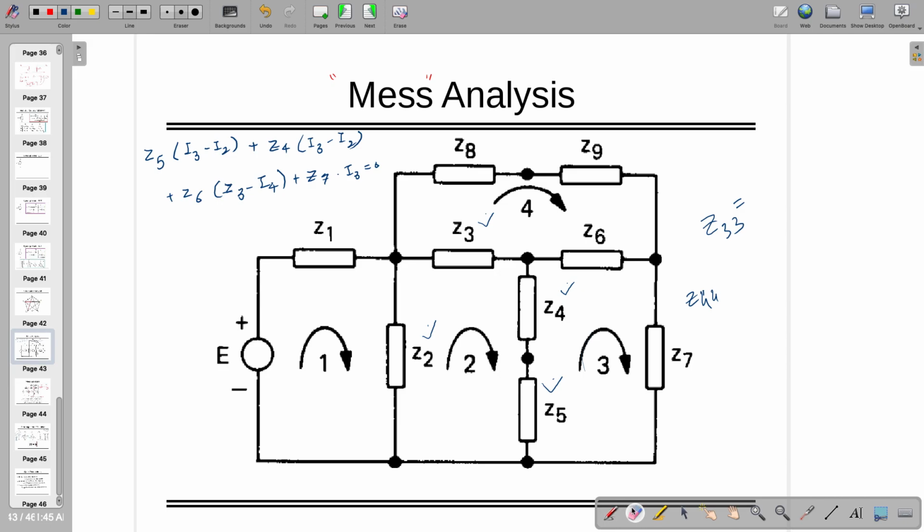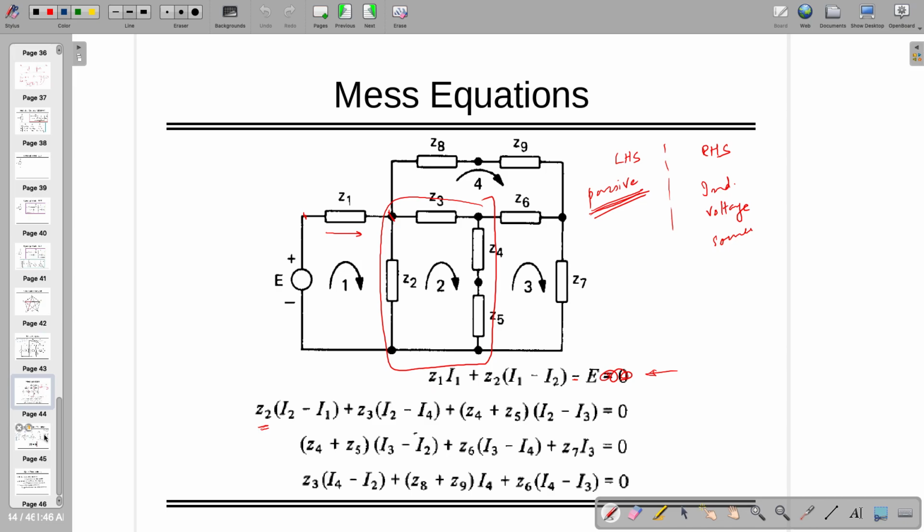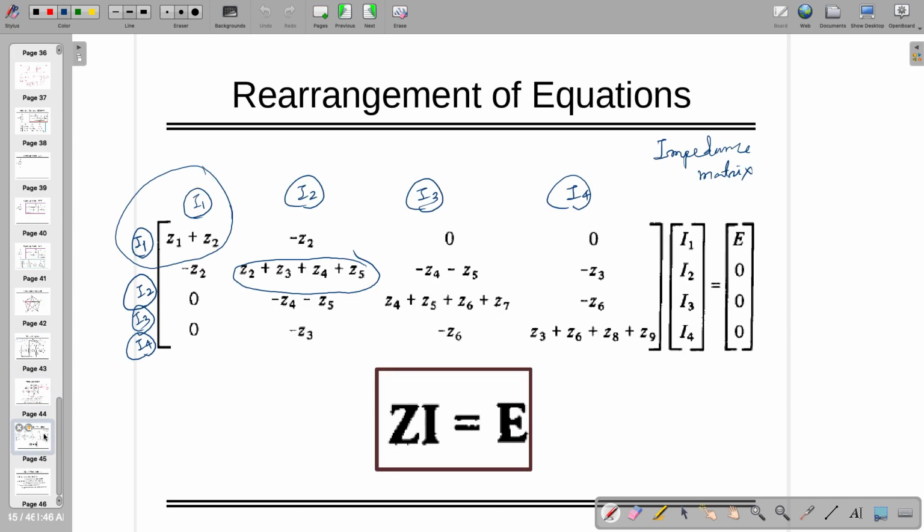But in other entries, when it's Z12, it is minus Z2, so it's shared by this one. So you are intelligent, you can observe this thing, and through which you can write down this impedance matrix as well. So whichever way you like: if you are following impedance, it's mesh analysis. If you are following voltage, meaning nodal analysis, it's the admittance matrix, and through which you can solve any equation.